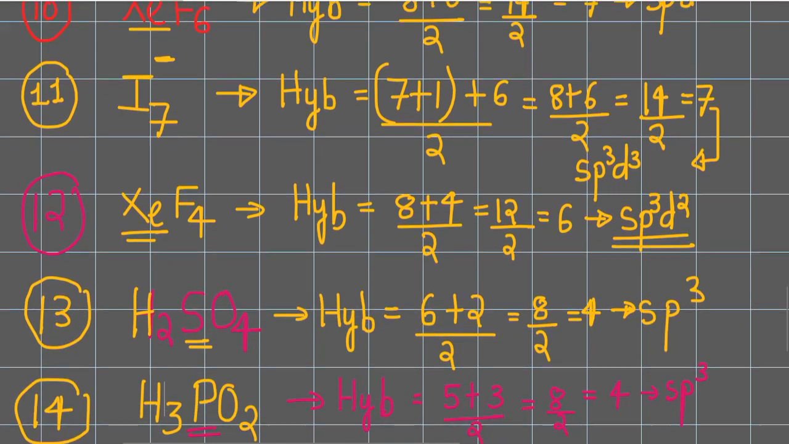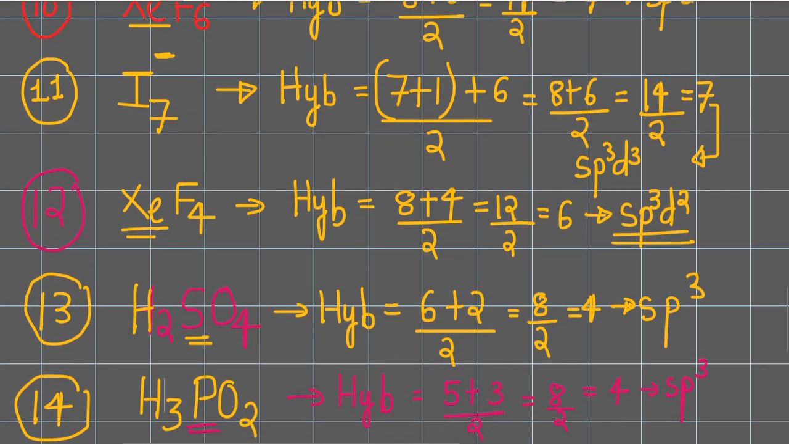XeF4, xenon 8 plus monovalent atoms 4. 8 plus 4 by 2, 12 by 2, 6. sp3d2 hybridization.